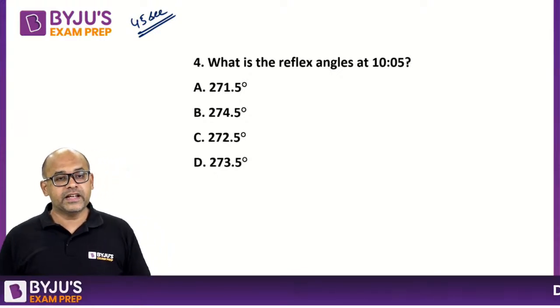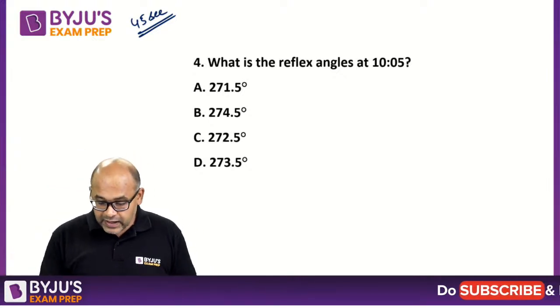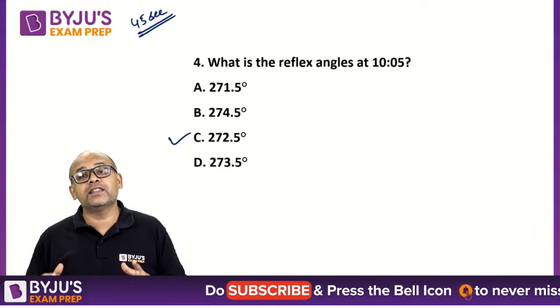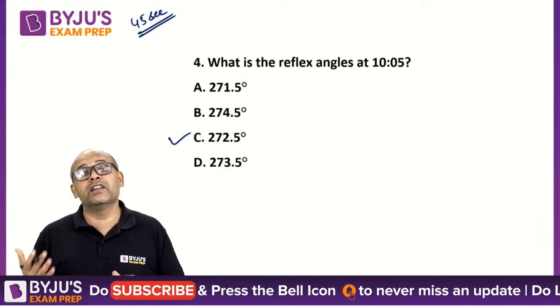Okay, so that's your 45 seconds. Lot of correct answers. The correct answer happens to be C. What is a reflex angle? A reflex angle is an angle which is greater than 180 degrees.